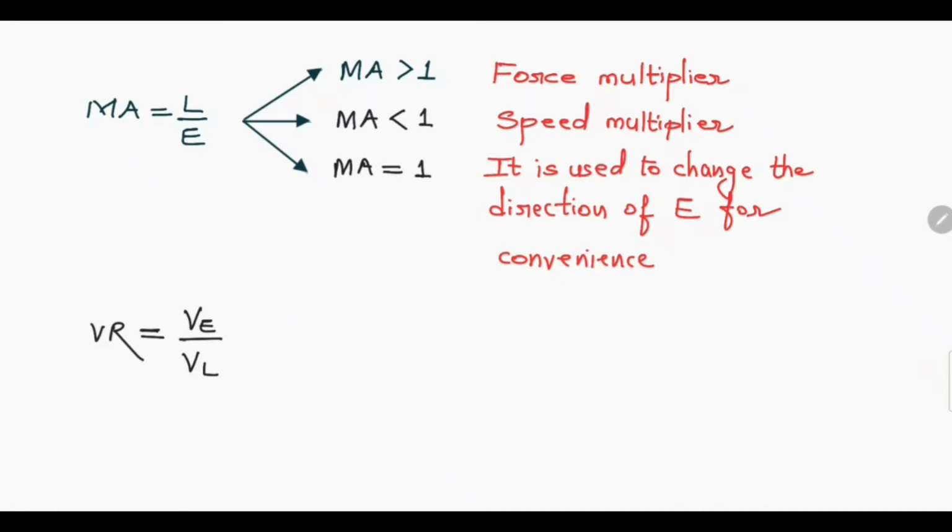Name itself says velocity ratio, ratio of velocity. So it is the ratio of velocity of effort upon velocity of load, which is equal to displacement of effort upon time, entire thing upon displacement of load upon time. So we can cancel the t, and hence we can write velocity ratio is displacement of effort upon displacement of load.